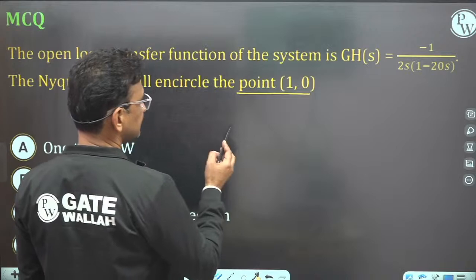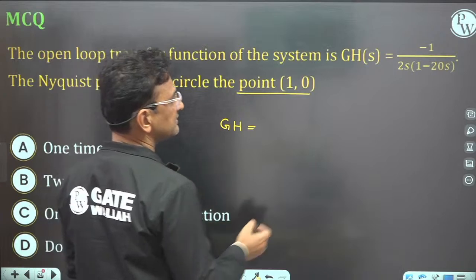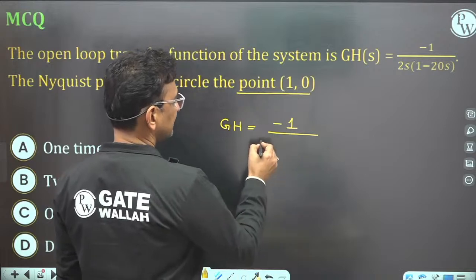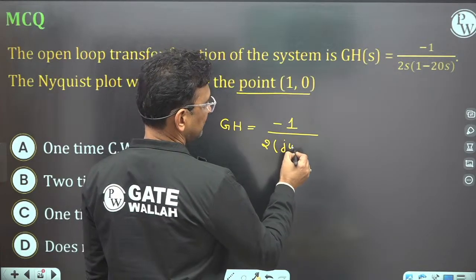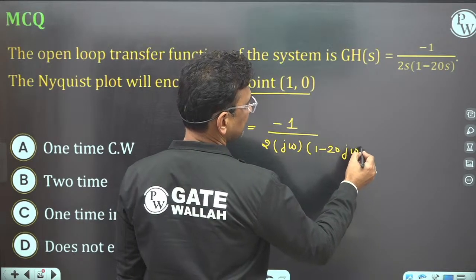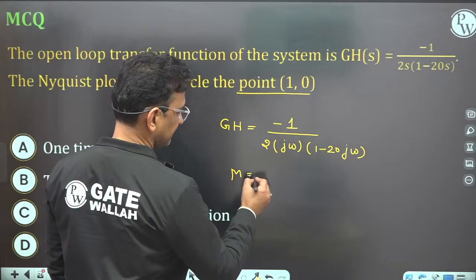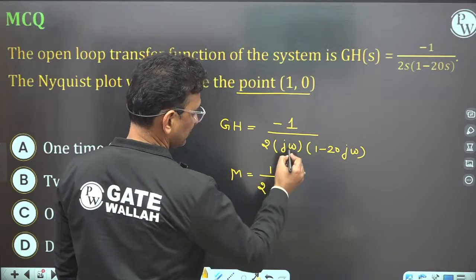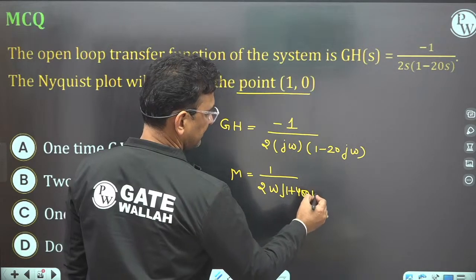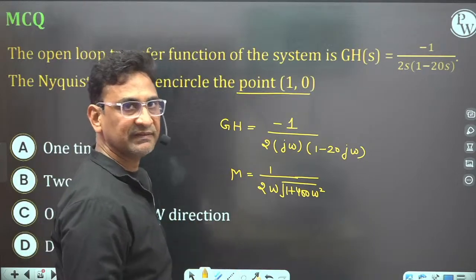So G(s)H(s), the open loop transfer function, the sinusoidal open loop transfer function is, if I put s equivalent to j omega, -1 upon 2 j omega (1 minus 20 j omega). This is the sinusoidal transfer function. Clear? Its magnitude will be 1 upon 2 omega times the square root of 1 plus 400 omega square. This is the magnitude at any omega frequency.